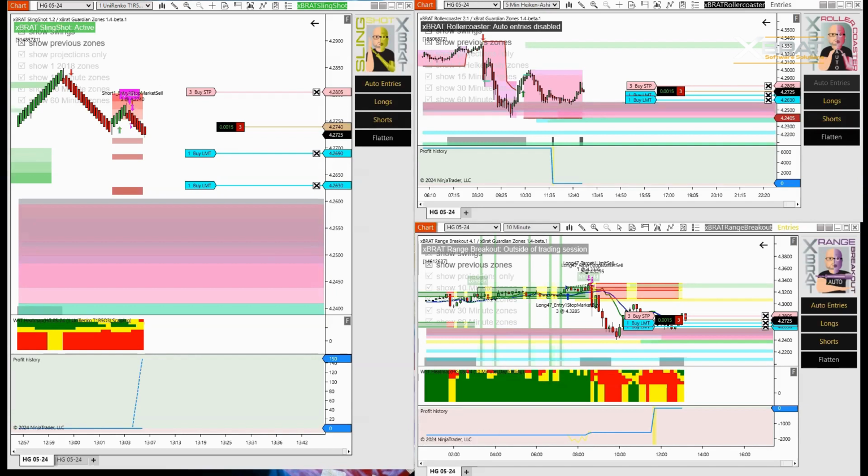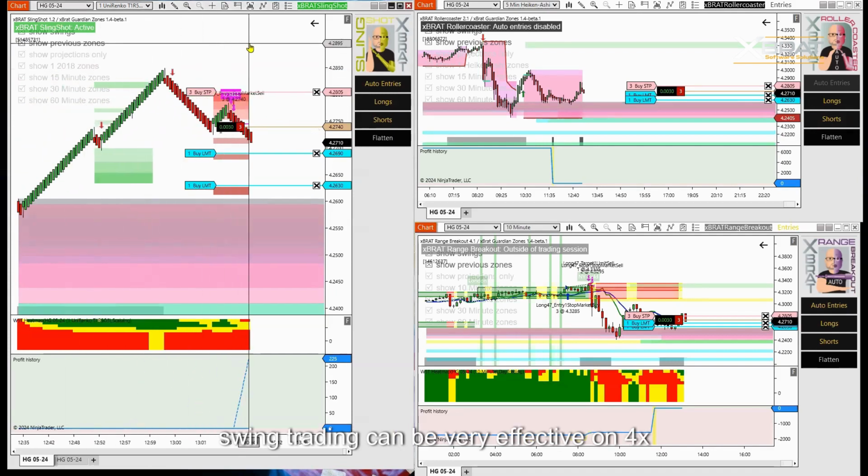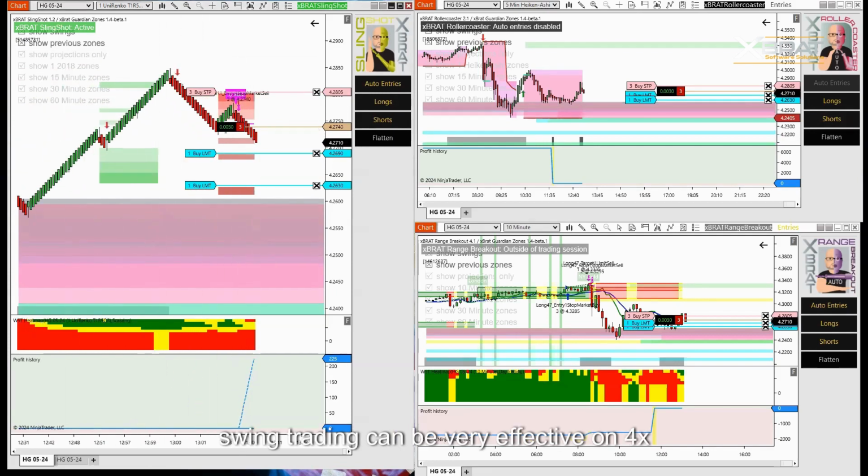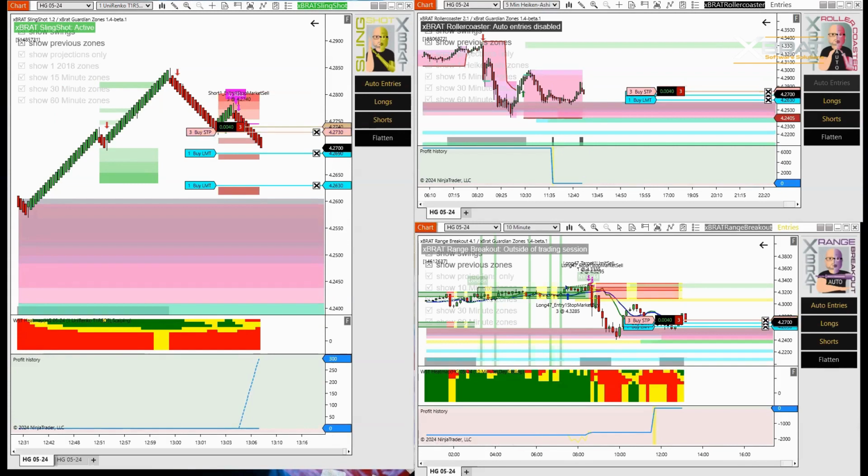Oh, Matthew, Euro triggered roller coaster a few days ago on the daily and doing well. Yes, long-term swing trading can be very effective on Forex, Euro indeed. I just haven't got a Euro chart. Is that Forex, Euro, US dollar, or 6E?